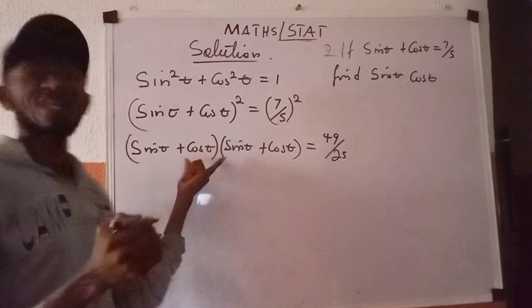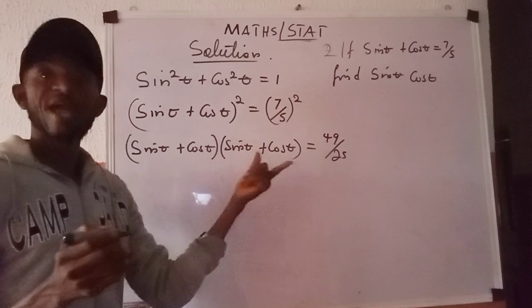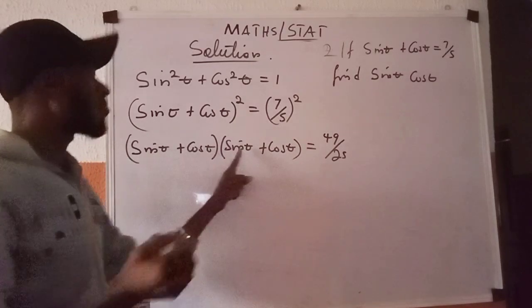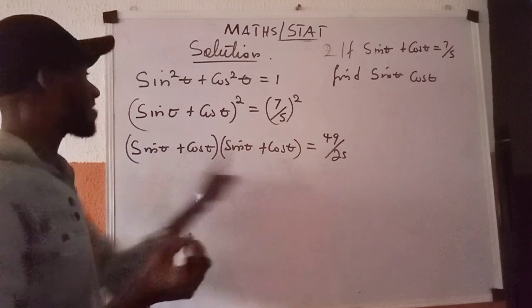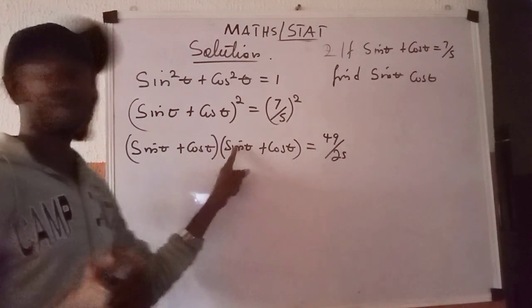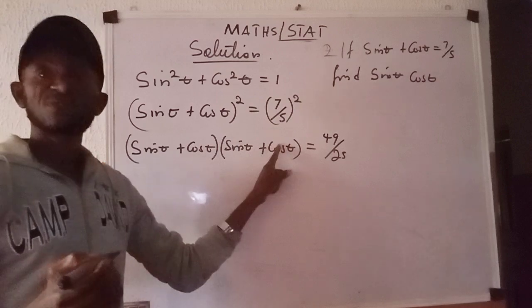Then when we have something like this, we multiply out, or we say we open the brackets. This sine theta will multiply sine theta. This sine theta will multiply cos theta. This cos theta will multiply this sine theta. This cos theta will multiply this cos theta.